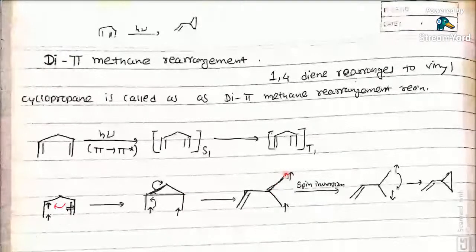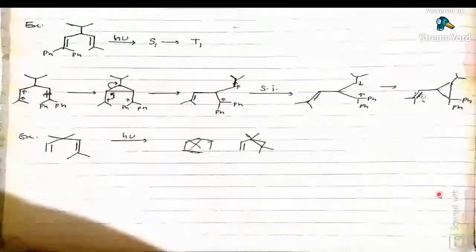So these are the two radicals again. Now after undergoing spin inversion, they will form the bond and you will get the vinyl cyclopropane as a product. It means that the 1,4-diene rearranges itself to vinyl cyclopropane. So these are again the examples for those.